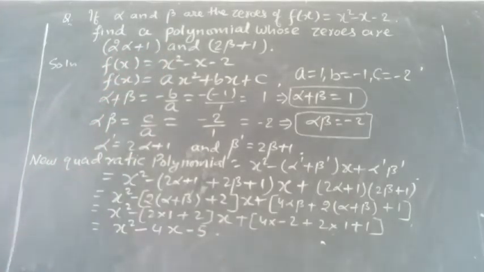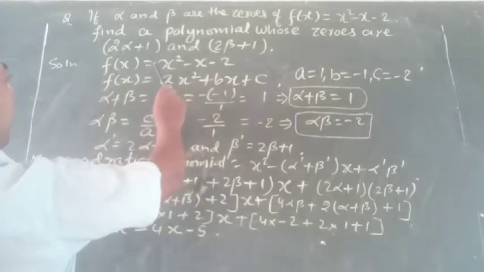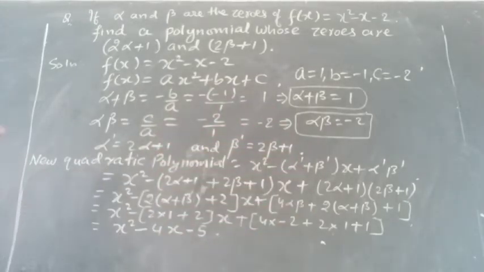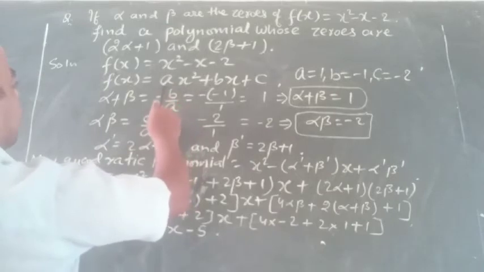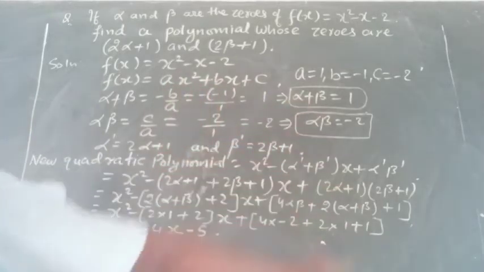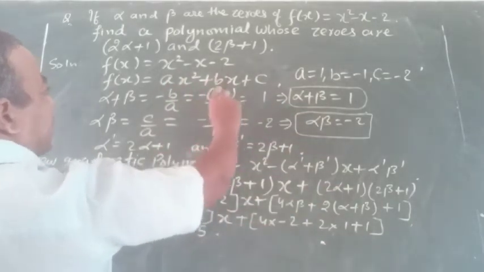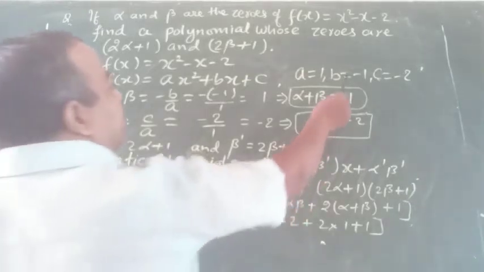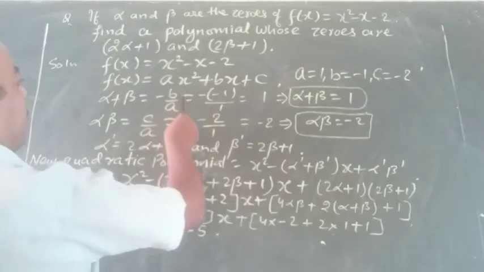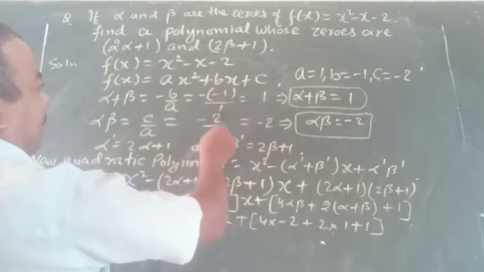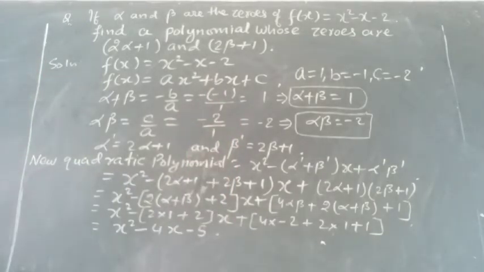Now look the solution. It is a quadratic polynomial x square minus x minus 2. It is a standard form of quadratic polynomial ax square plus bx plus c. For x square coefficient is a and here a value is 1. X coefficient is b and here b value is minus 1. Constant term is c and here c value is minus 2. What is the value of alpha plus beta? Alpha plus beta is minus b by a. b is minus 1, so minus of minus 1 by 1, that is plus 1 by 1, is 1. That means alpha plus beta value is 1.